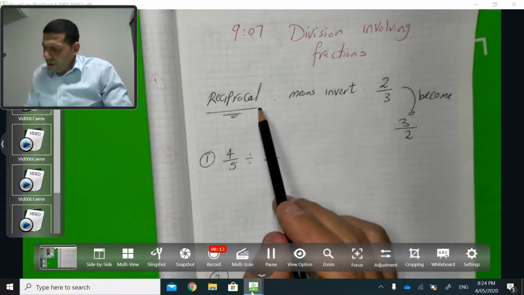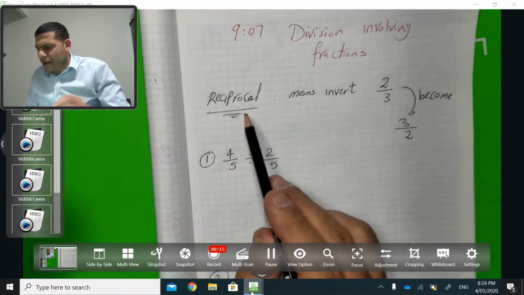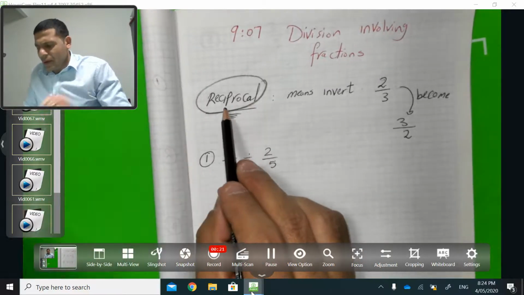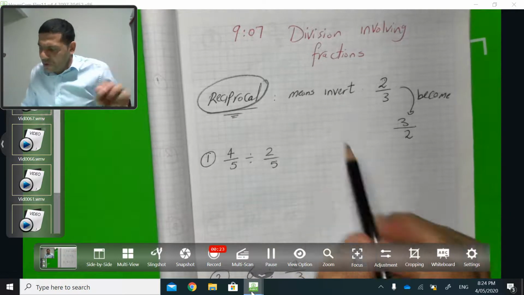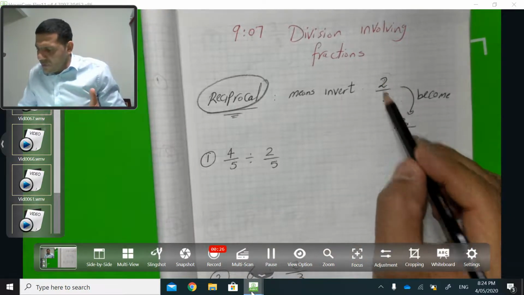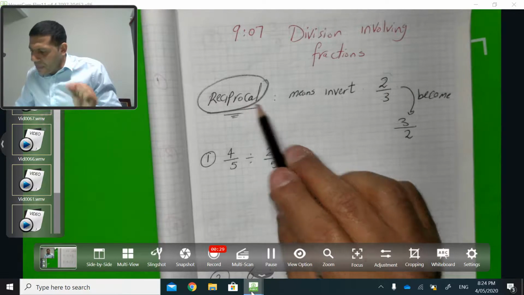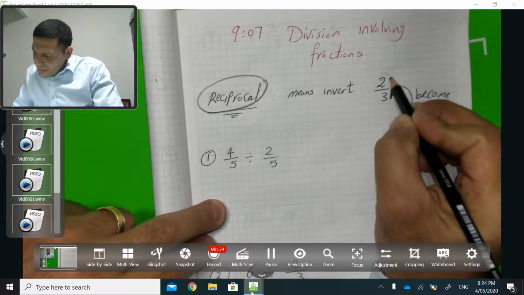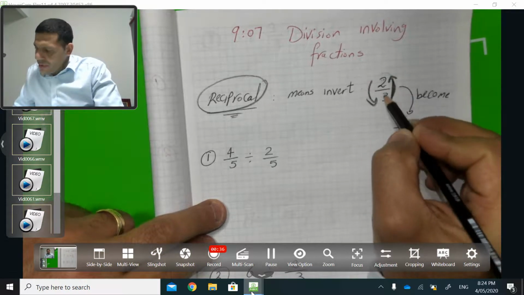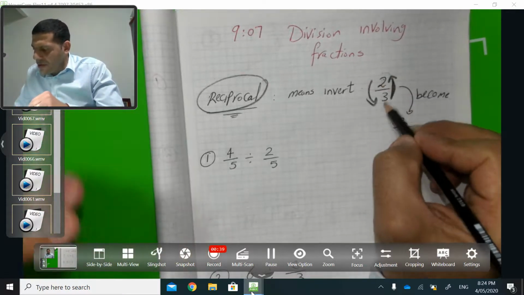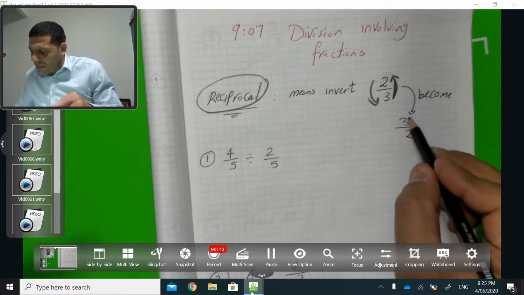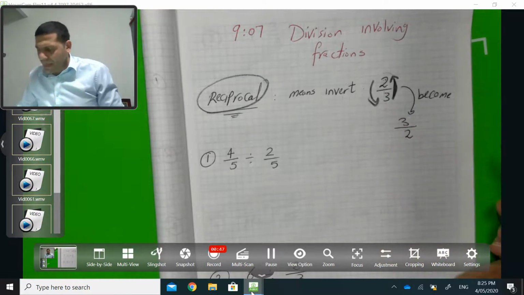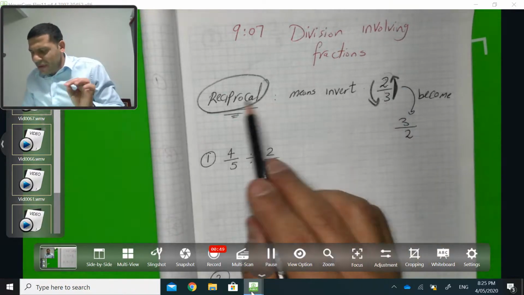Before I do the first question here, guys, you need to learn a very important word, which is reciprocal. What does the word reciprocal mean? Reciprocal means invert. When you have a fraction 2 over 3 and you need to get the reciprocal for this fraction, you just flip it. You flip the numerator and denominator. Instead of writing 2 over 3, it becomes 3 over 2. You just flip it, guys. That's why we name it reciprocal.